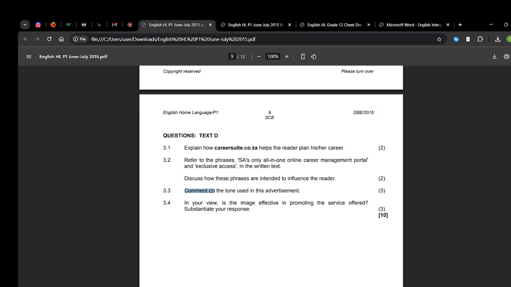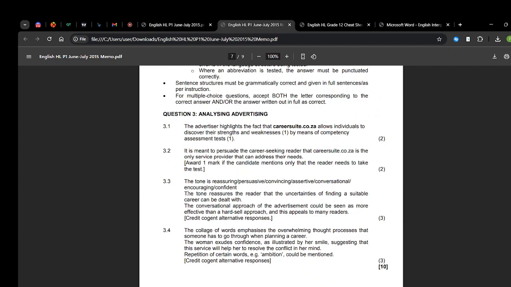You are not just pulling words from the text and hoping for 3 marks. So that's basically what I meant with tying up. But I'm glad you brought it up. If you see in this memo, they basically give you words that you can choose from, and then they go in depth on the proof here, whether it's conversational, whether it's reassuring.